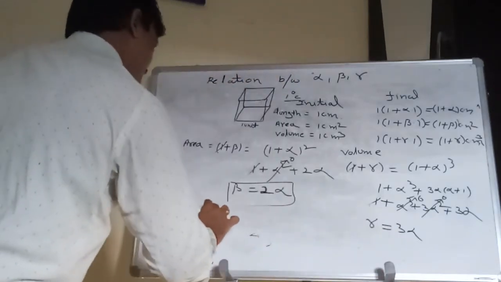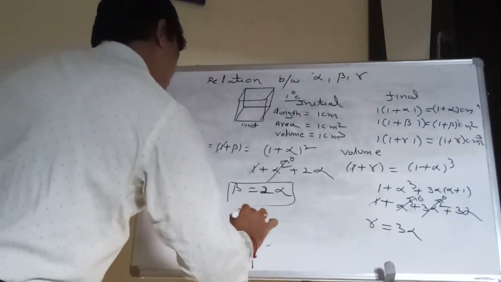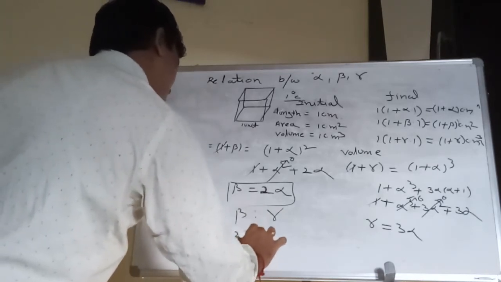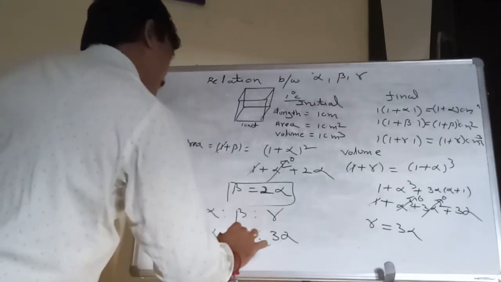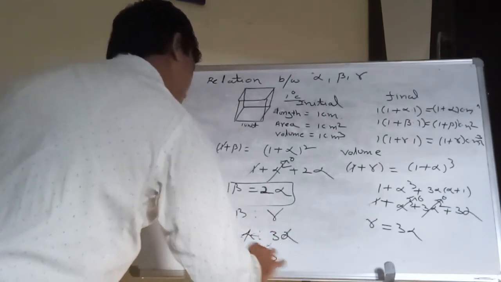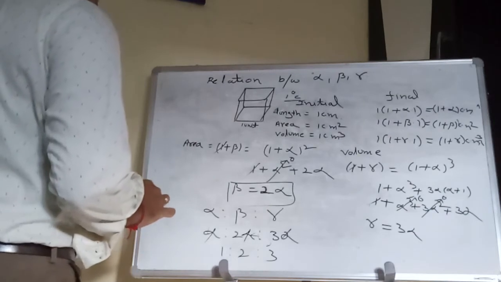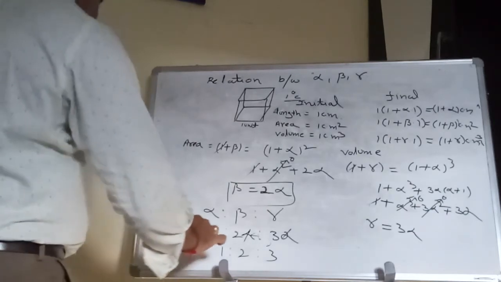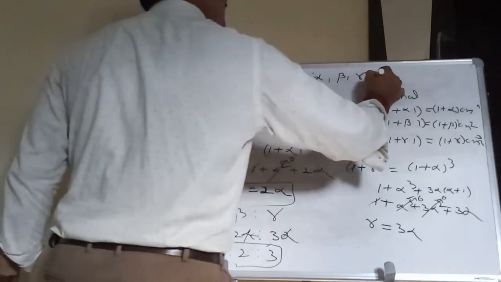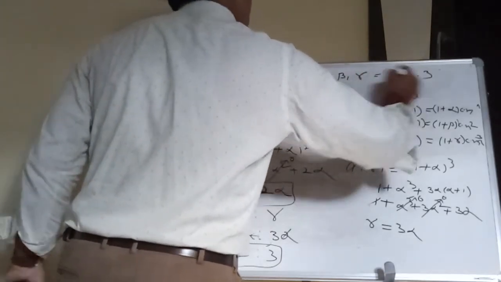That is, alpha is to beta is to gamma, alpha, 2 alpha, 3 alpha. They cancel. So 1 is to 2 is to 3. Okay, the relation between alpha, beta, gamma is 1 is to 2 is to 3.